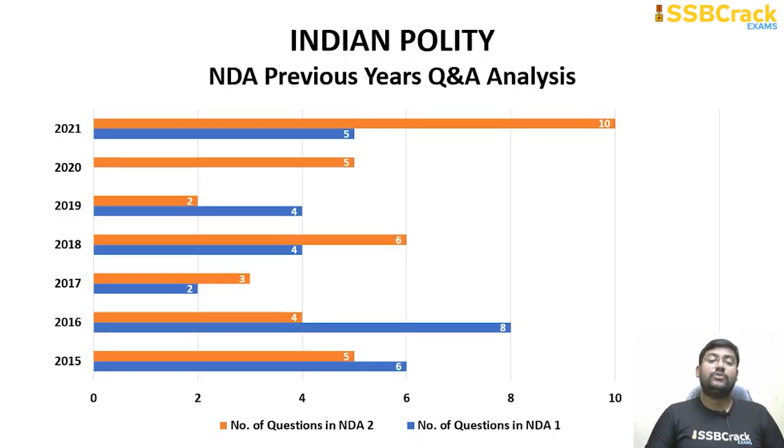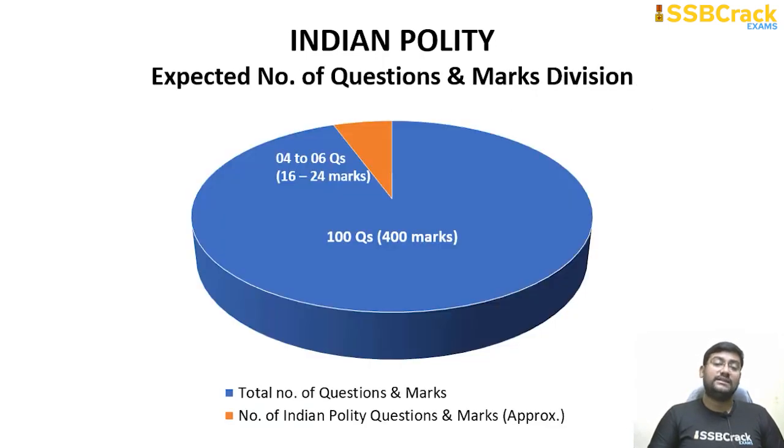So as far as Indian polity is concerned, here also 10, 5, 5, 6, 4 questions can be expected. Since last 4-5 years, the trend has been same. So going through the same thing, 4 to 6 questions can be expected in this attempt also. 16 to 24 marks can be easily fetched.